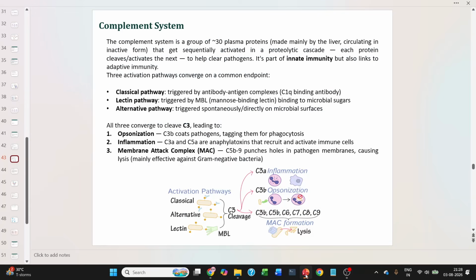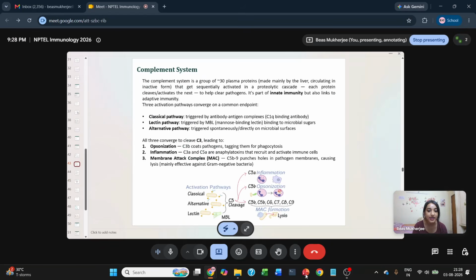Okay, so this is how it looks like. So there is a C3 cleavage and C3b, C5b, C6, C7, C8, C9, all of them form MAC, that is membrane attack complex. C3b is involved in opsonization and C3a is involved in inflammation.